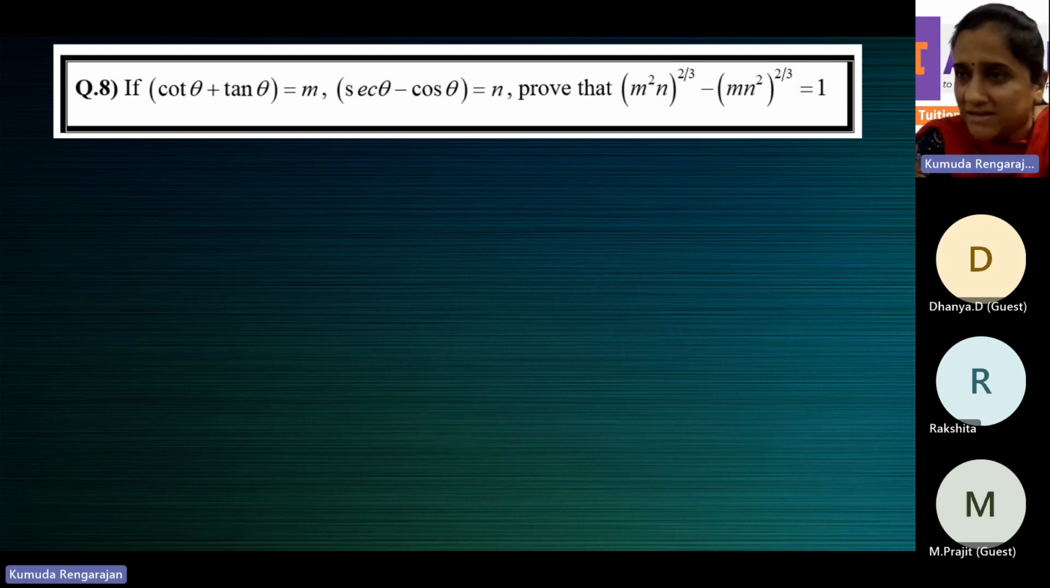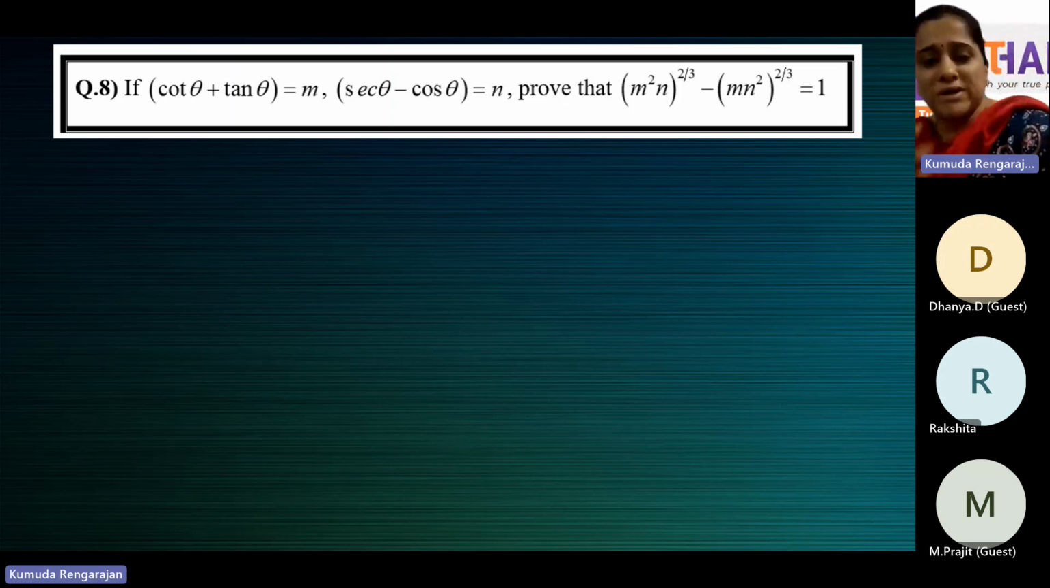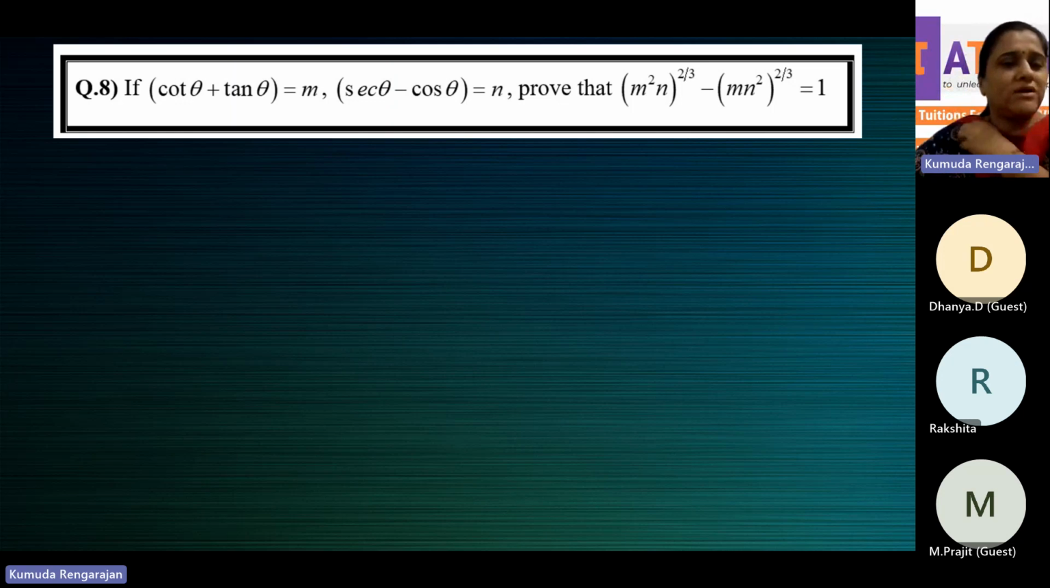If M is tan theta plus sine theta and N is tan theta minus sine theta, then even if you don't make any changes, you can still proceed, because they look like a plus b and a minus b. So you can use some identity and proceed. But look at these expressions here for M and N. They're not related at all, right? One is cot theta plus tan theta, the other is secant theta minus cos theta.